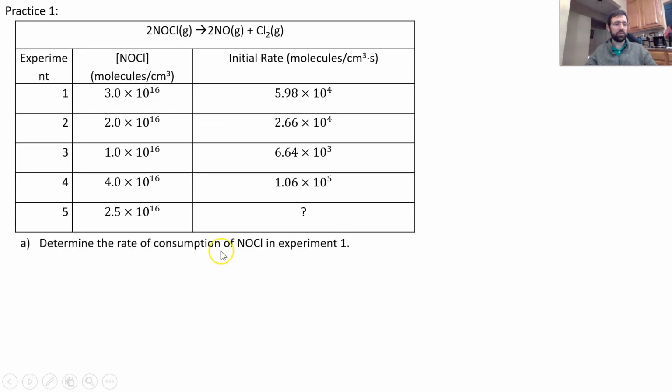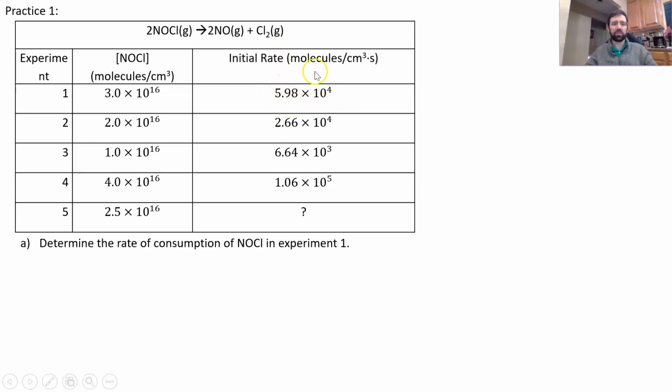Let's first do part A. Determine the rate of consumption of NOCl in experiment 1. Now, when we're consuming something, we're going to use a negative number. It's the consumption. If we're producing it, we'll use a positive number. And I notice the coefficient of 2. So that means that I'm going to consume this twice as quickly as the overall reaction takes place.